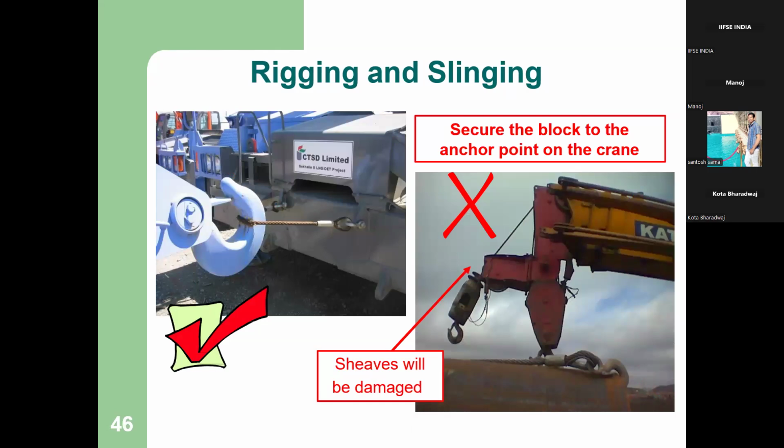Now here you can see, what is the problem with the second one.